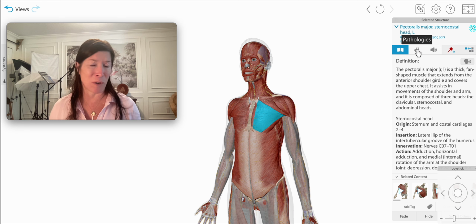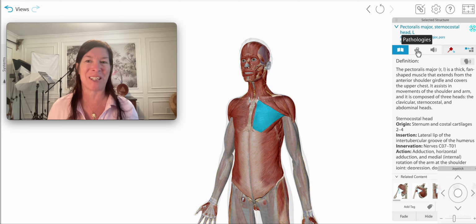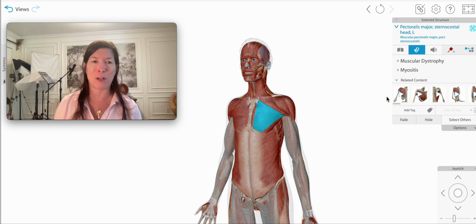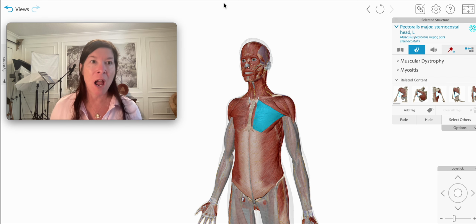There's also a feature if you want to see what can go wrong. I mean, we don't really cover that, but sometimes it's just interesting. So you can click there and get some pathologies that would impact pec major. Just don't do too much. You've got a big test coming up. Focus on what's going to be on that test, okay?